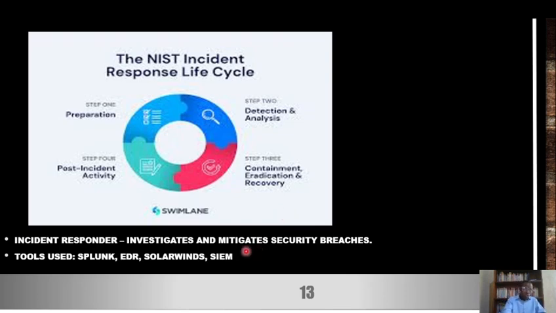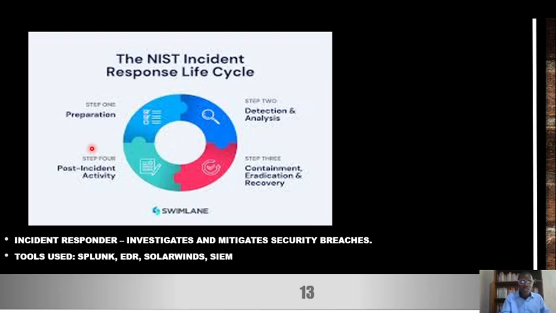Among the tools, they use Splunk, they use SIEM. Splunk is a SIEM tool for log management and real-time monitoring. They also use forensic tools like EnCase or FTK to analyze compromised systems and recover evidence. They also use malware analysis tools like VirusTotal to analyze suspicious files. So those are the roles of an incident responder.